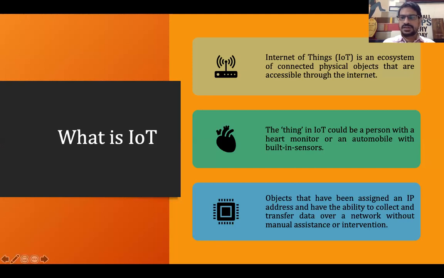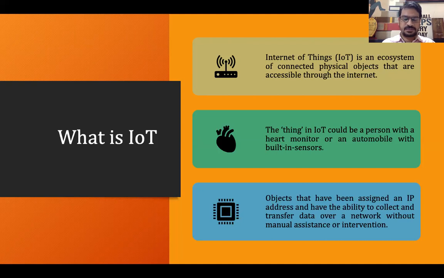Let's talk about the definition of IoT and what IoT is. IoT is nothing but an ecosystem of connected physical objects that are accessible through the internet. So the first sentence says that the Internet of Things is nothing but connected physical objects. It means any physical object can be connected with the internet, and that is accessible through the internet, right?